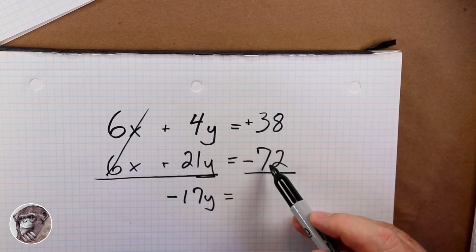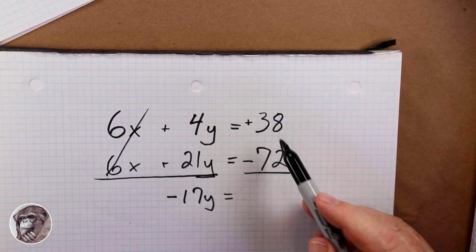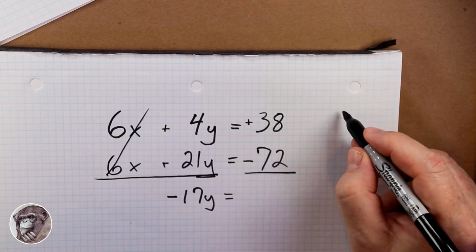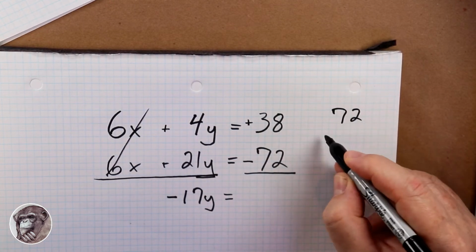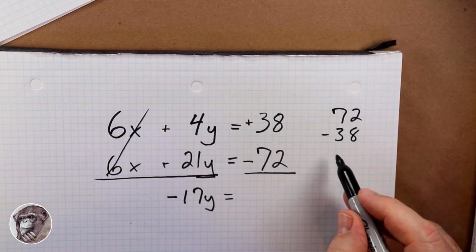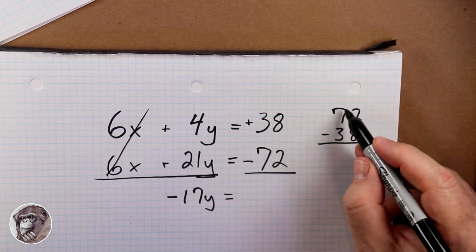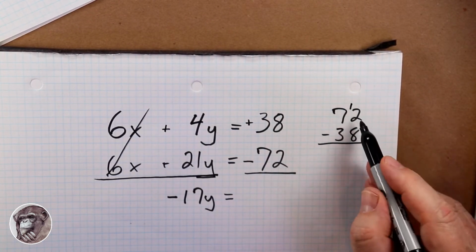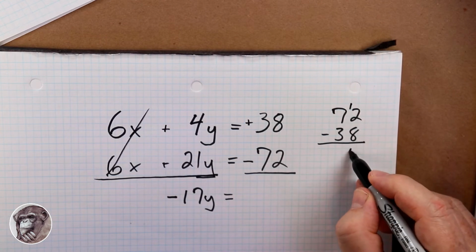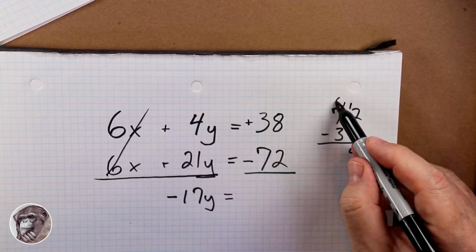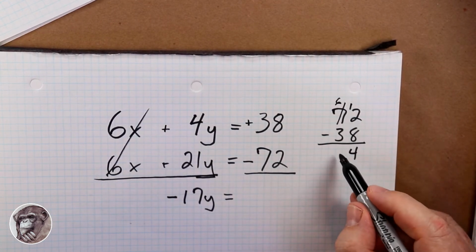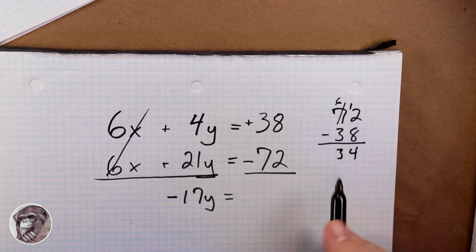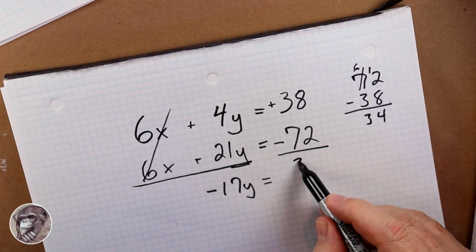So we're subtracting a larger negative number from a smaller number. So watch what I'm going to do. I'm just going to flip them upside down. So I have 72 minus 38. Okay, so I'm going to borrow 1 from the 7. So we have 12 minus 8 is 4. And now this is now a 6. 6 minus 3 is 3. So it's 34. Now I'm going to put the 34 down here.